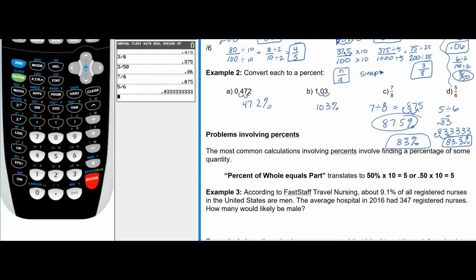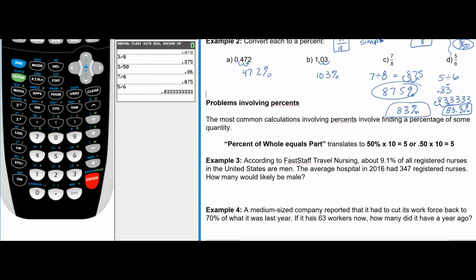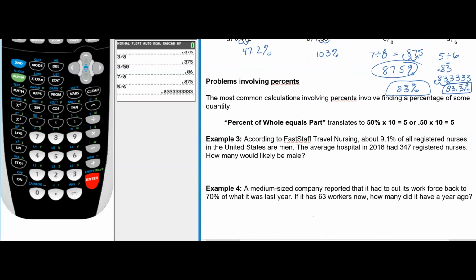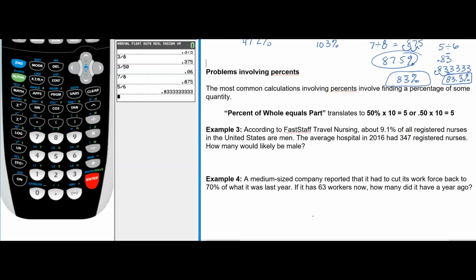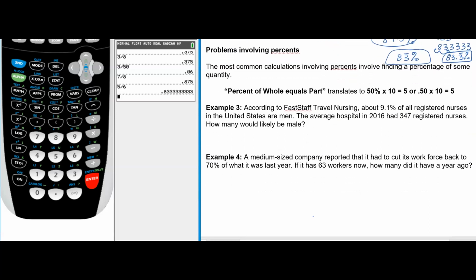Okay, so let's do a couple of problems involving percent. So we're going to go and do some word problems here. So the most common calculations involving percents involve finding a percentage of some quantity, okay? So when you see things like percent of whole equals part, that translates in math form to a percentage.